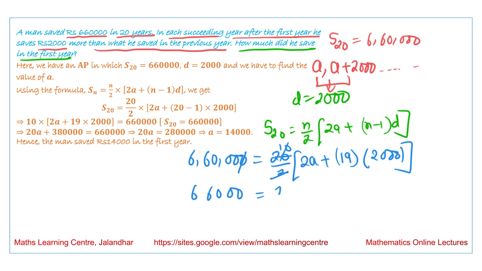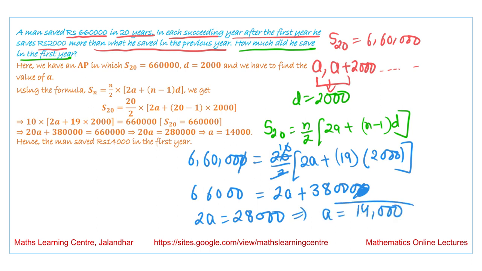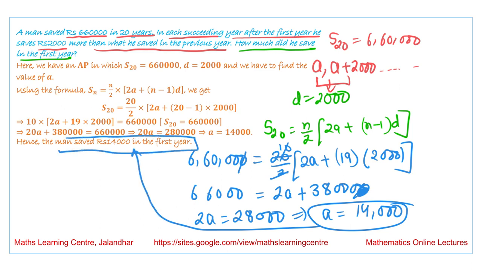So we are left with 66000 equal to 2a plus 38000. So this implies the value of 2a we obtain is equal to 28,000. So this implies the value of A is 14,000. So this is the amount he has saved in the first year.